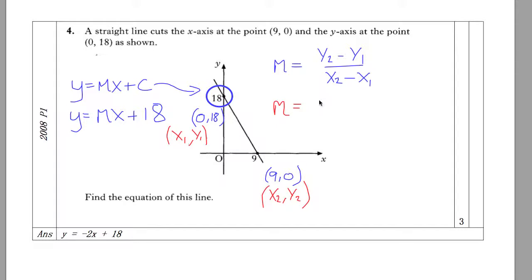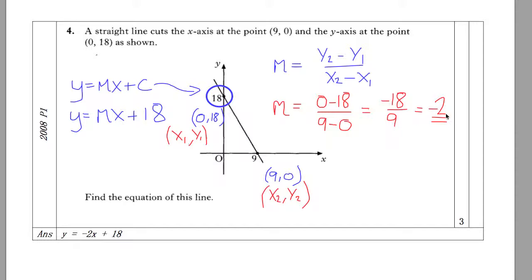So y2 is 0, minus 18, and divide that by x2, which is 9, minus x1, which is 0, and that gives you minus 18, divide by 9, which we can simplify to minus 2. Now, this is a negative slope, so it is always going to be minus.